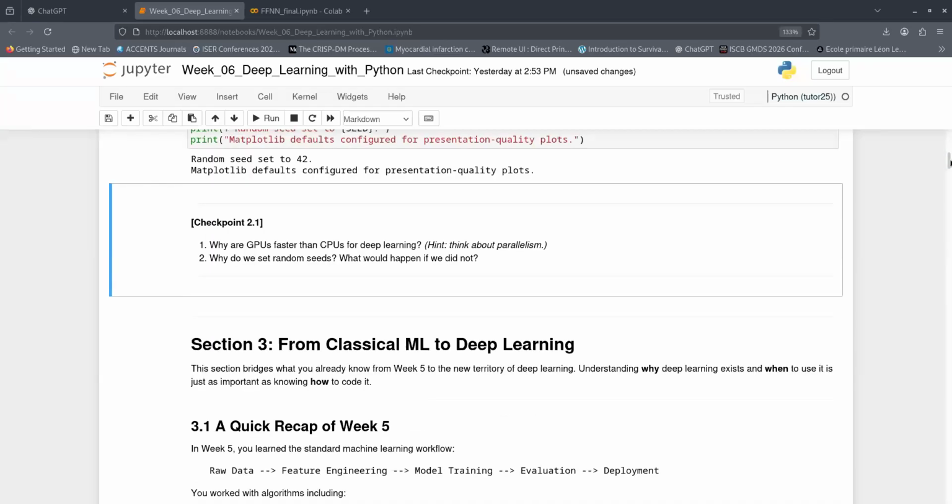So section 3, from classical machine learning to deep learning. Here we are going to understand why deep learning exists and when to use it, which is just as important as knowing how to code it.